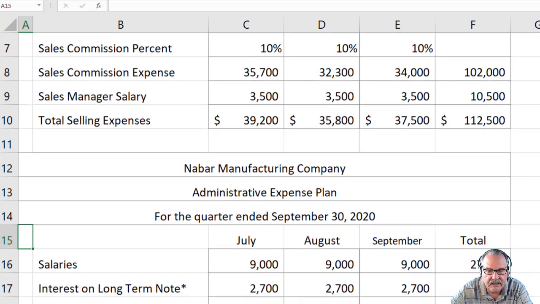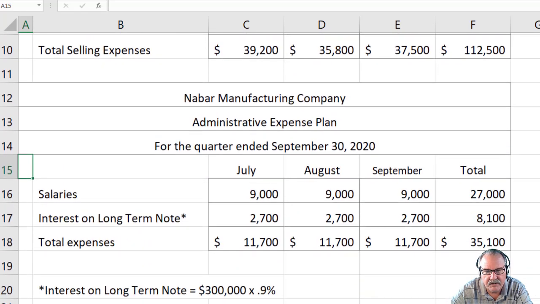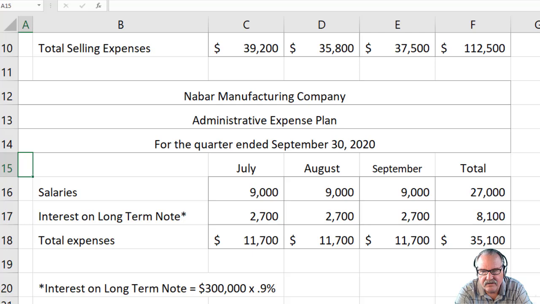Then we have our G&A expense, or administrative expense. We have some salaries. These are fixed. We also have some interest on a long-term note. Typically we wouldn't put interest in with the administrative expense plan, but they've told us to do this in this particular problem, again just to make it easier. We have a $300,000 long-term note that has interest per month of 0.9%. So that's $2,700 each month. Our total expense for administrative is $11,700 for all 3 months during this planning period.